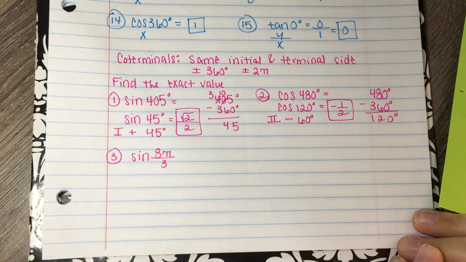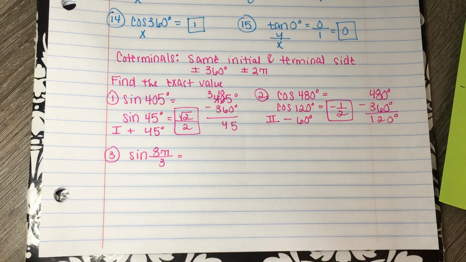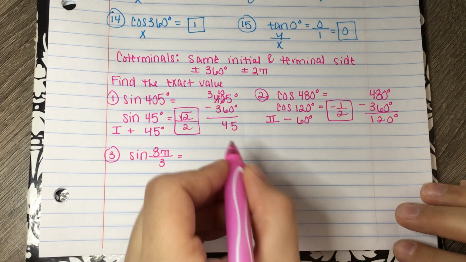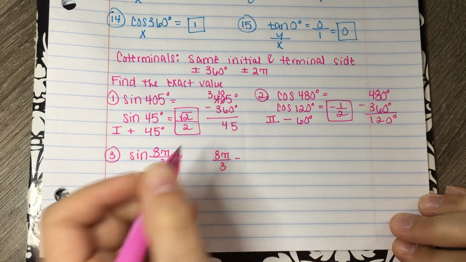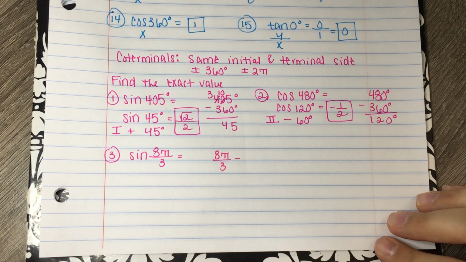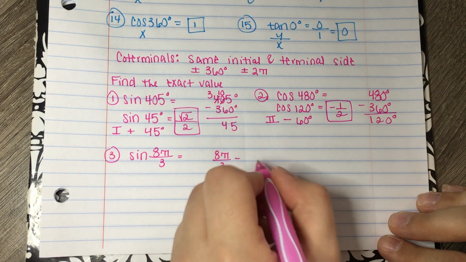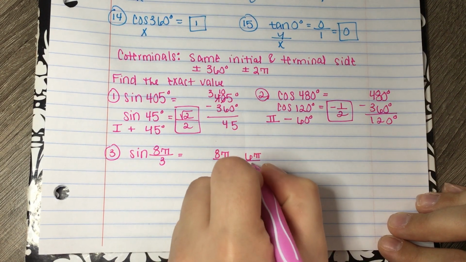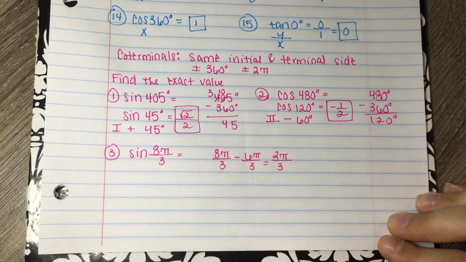All right, so now we're working with radians, but the process is still the same. I see 8 pi over 3 is past 2 pi on my unit circle. So I'm going to start off with 8 pi over 3, and I'm going to be subtracting 2 pi, just like I would subtract 360 degrees. But I need a common denominator, so 2 pi is the same as 6 pi over 3. And then when I go ahead and subtract, I get my coterminal angle is 2 pi over 3.